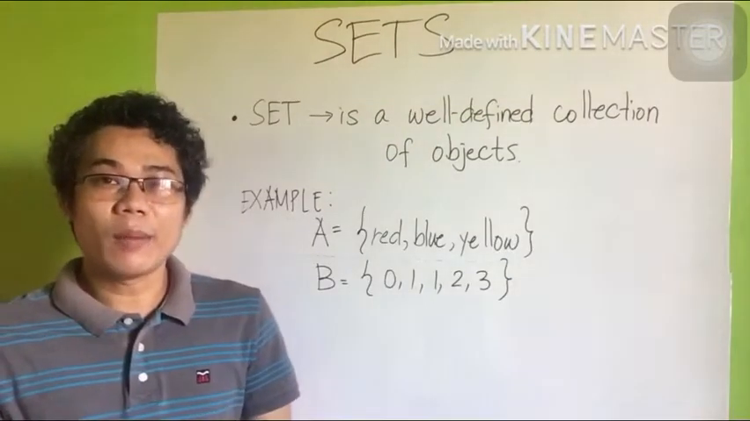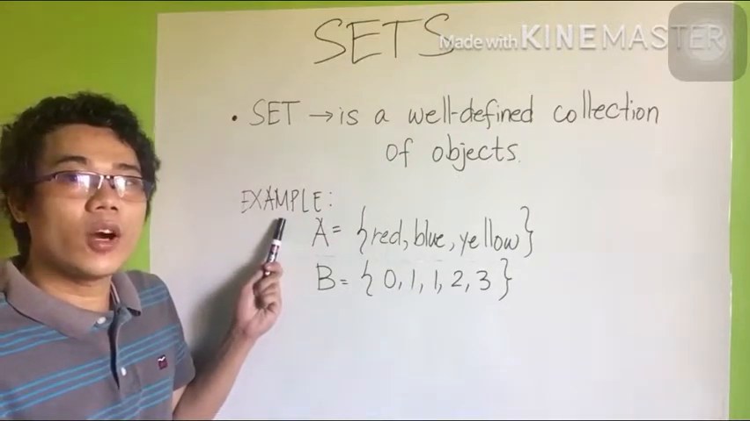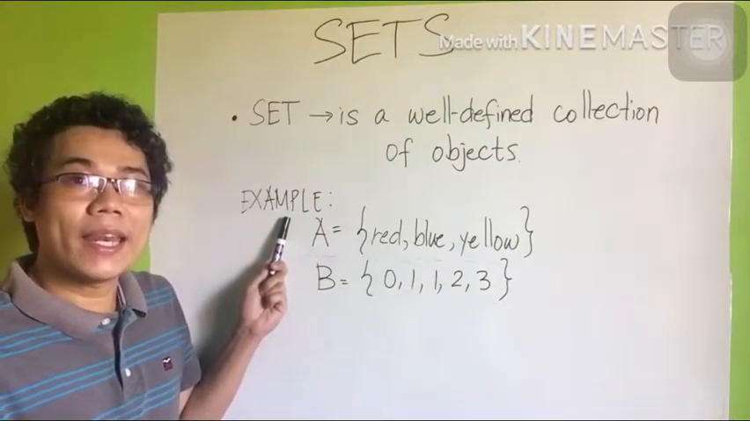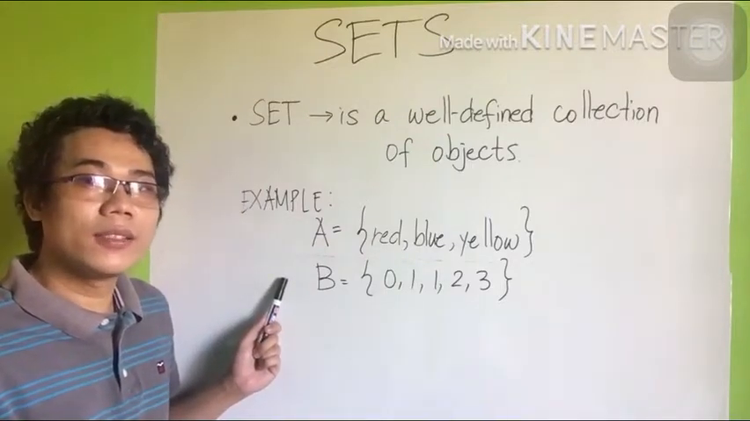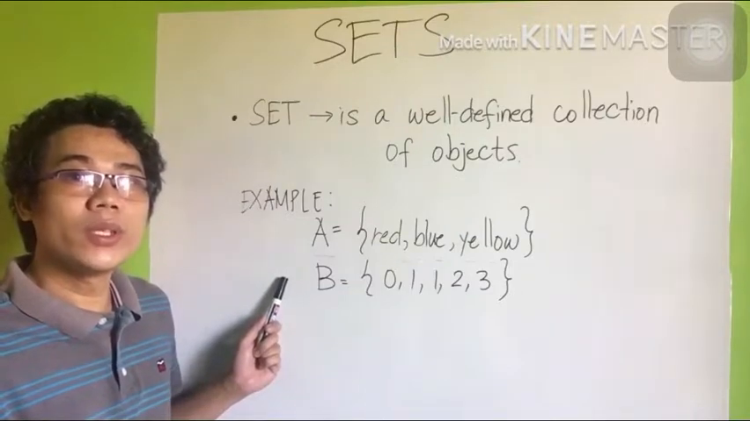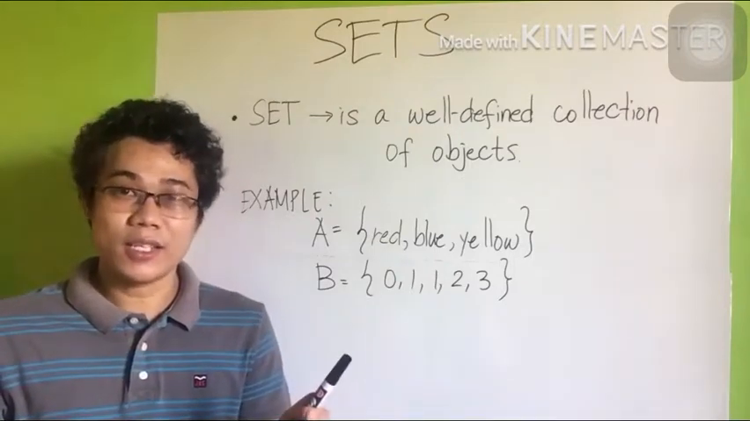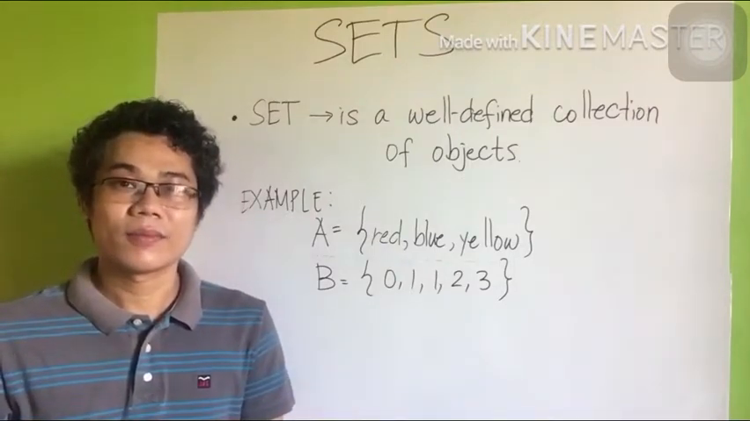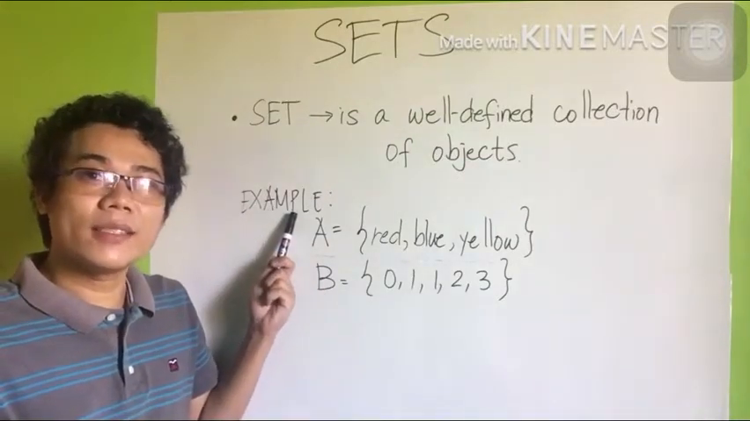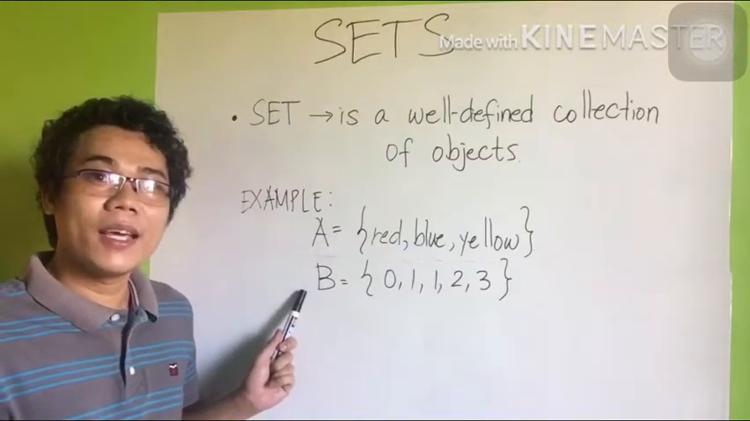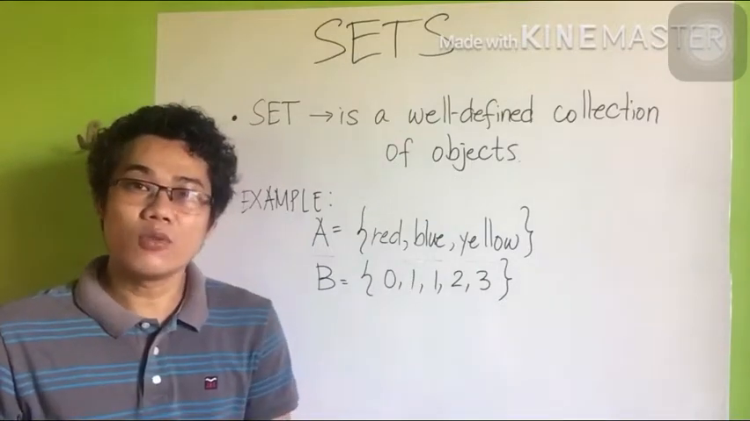Let us consider an example wherein yung collection A natin contains the object red, blue, and yellow. While yung collection B natin contains the objects 0, 1, 1, 2, 3. Sa palagay nyo, saan kaya dito ang set, saan naman ang hindi set? Alright. Yes, yung set, yung A natin is a set, samantalang yung B naman, hindi siya set. Kasi nga, yung object 1 natin, dalawang beses siya sinulat.